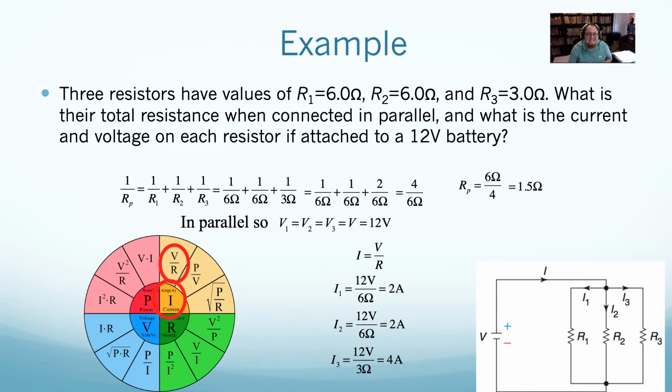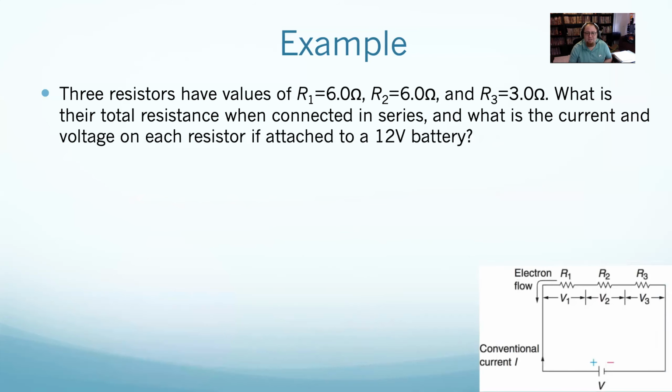Okay, let's take the exact same resistors and put them in series. And if they're in series, what's the total resistance of the circuit? And what is the current and voltage of each resistor? If they are in series, if you want the total resistance, you just add them up. The total resistance is just R1 plus R2 plus R3, which in this case is 6 plus 6 plus 3, where 6 plus 6 plus 3 is 15. That's the equivalent resistance.